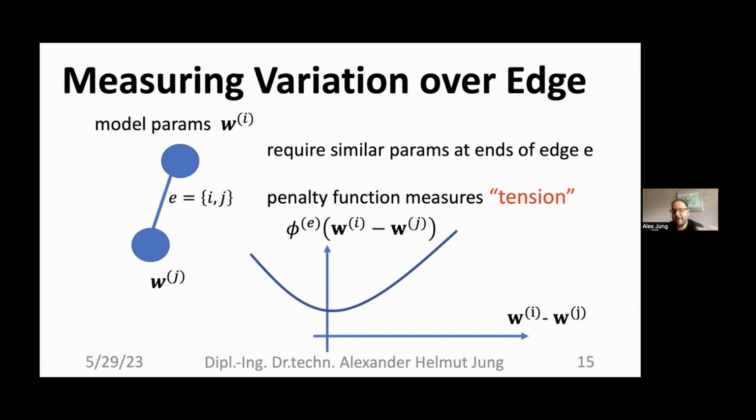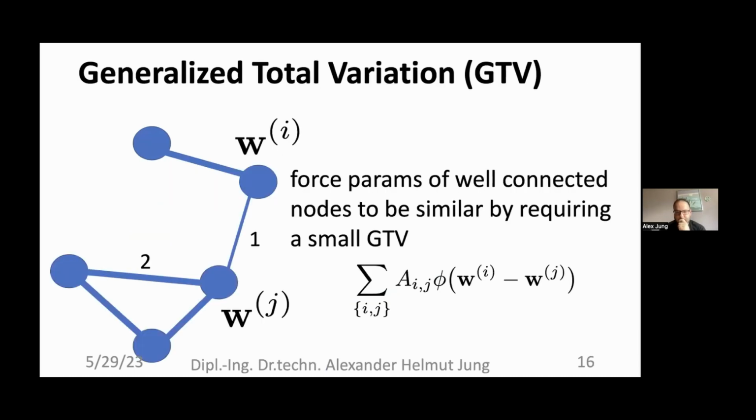So we have parameter vectors that we can compare over the edge. We can form a difference of parameter vectors over an edge, and then use some penalty function that could be a norm or a squared norm to measure this discrepancy. And in the end, we want to keep this discrepancy small. It's a form of regularization, actually.